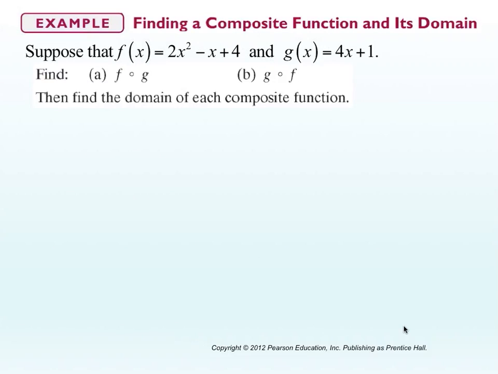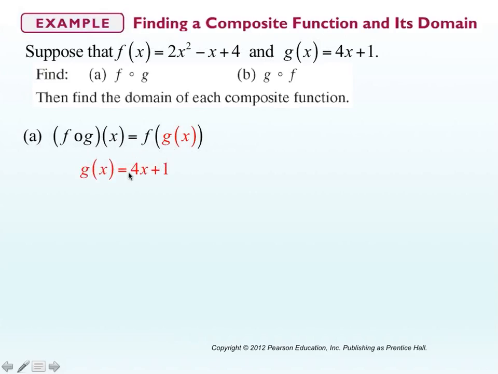Okay, now let's find the composite functions and also the domain. So let's go ahead and find f of g of x. So we're going to take g of x, which is 4x plus 1, and we're going to plug it in for x in f of x, in everywhere we see an x in our f of x. Because really what we're finding is f of 4x plus 1.